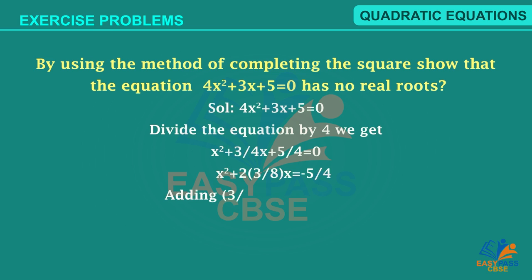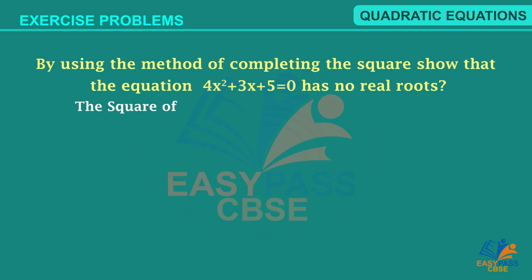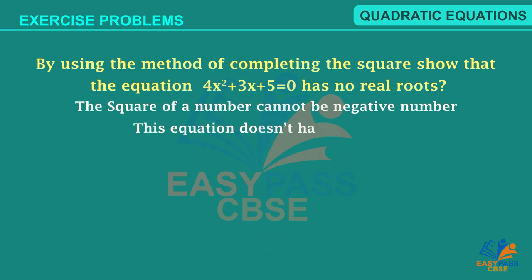So, adding 3 by 8 whole square on both sides, you have x square plus 2 times of 3 by 8x plus 3 by 8 whole square is equal to 3 by 8 whole square minus 5 by 4. Now, the left hand side is x plus 3 by 8 whole square, whereas the right side is minus 71 by 64. The square of a number cannot be a negative number. Therefore, this equation doesn't have solutions.